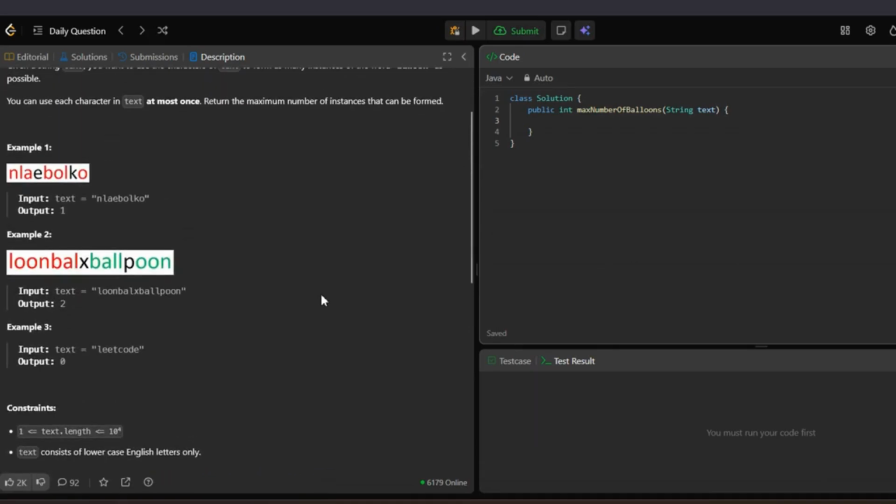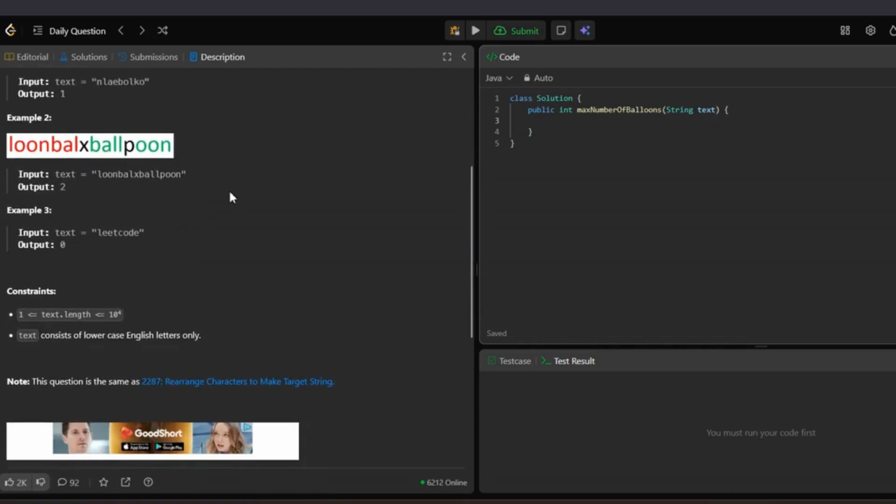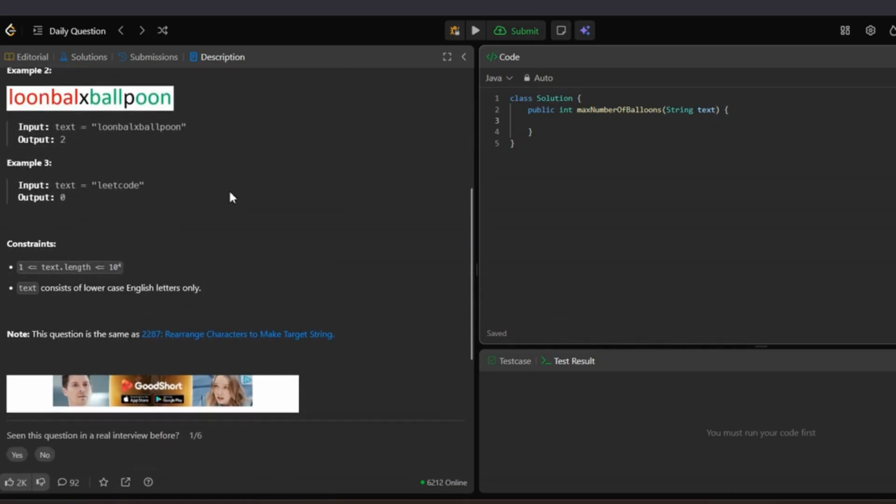There are three examples given here. Let's understand them first. So this is just the text given. And one word can be formed that matches balloon. So there is only one instance here. Here, two instances can be formed from this text which match balloon. And the constraints given are that the length will go up to 10 raised to 4, and text consists of lowercase English letters only.